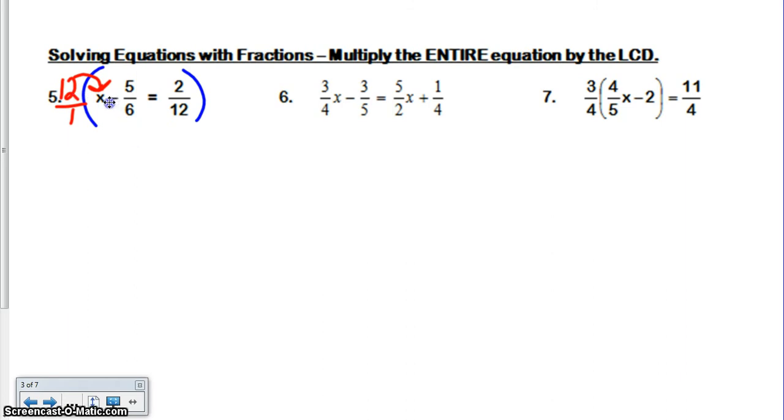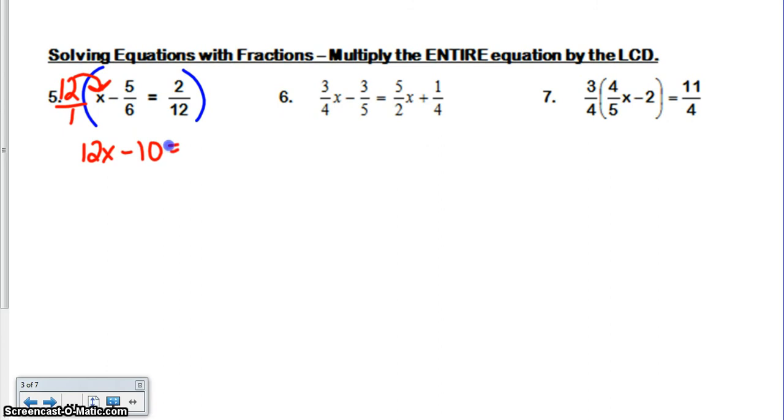So 12 over 1 times x is 12x. And then 12 times 5 over 6. If you want to do this in your head, it's quickest if you do the division of 6 first. So 12 being divided by 6 is a 2, and then 2 times the 5 up top is a 10.